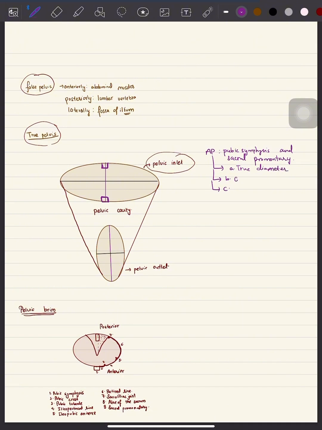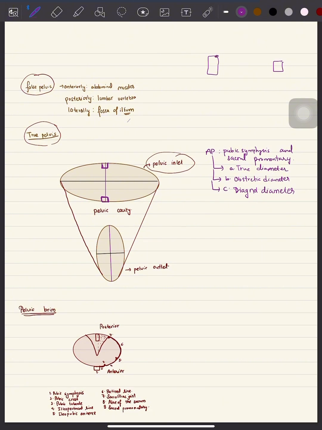Second one is the obstetric diameter, and finally third one is the diagonal diameter. And when we talk about that, let's make a diagram from a lateral view. Suppose this is the pubic symphysis and over here it is the sacral promontory.